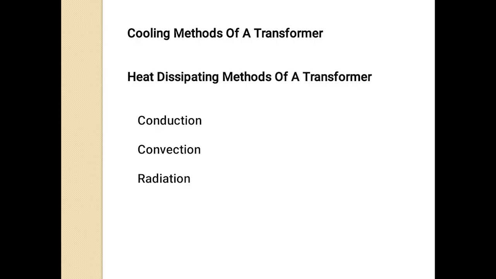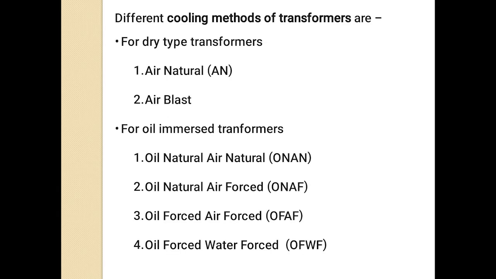The first one is from the innermost heated spot of a given part to their outer surface in contact with the oil. Second one is from the outer surface of a transformer part to the oil which cools it, then from the oil to the walls of the cooler, then from the walls of the cooler to the cooling medium. The next one is different methods of cooling.